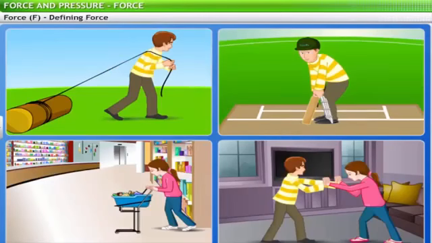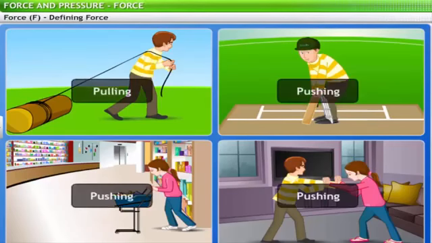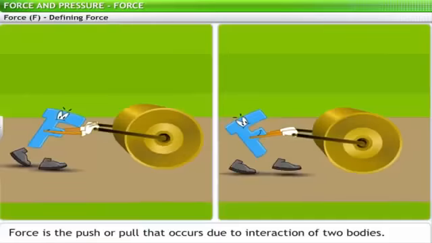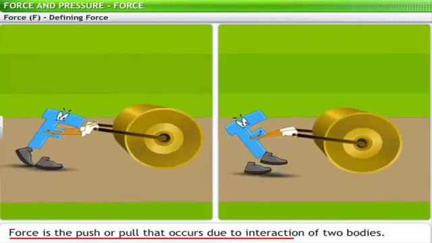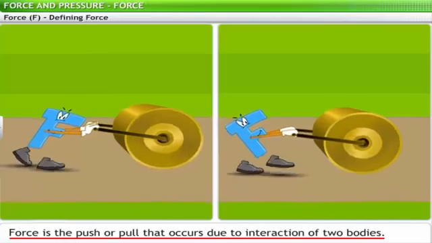So, what's the conclusion? Did you notice that James and Tina are either pushing or pulling when they apply force? Therefore, we can say that force is the push or pull that occurs due to the interaction of two bodies. Force is generally denoted by the capital letter F.